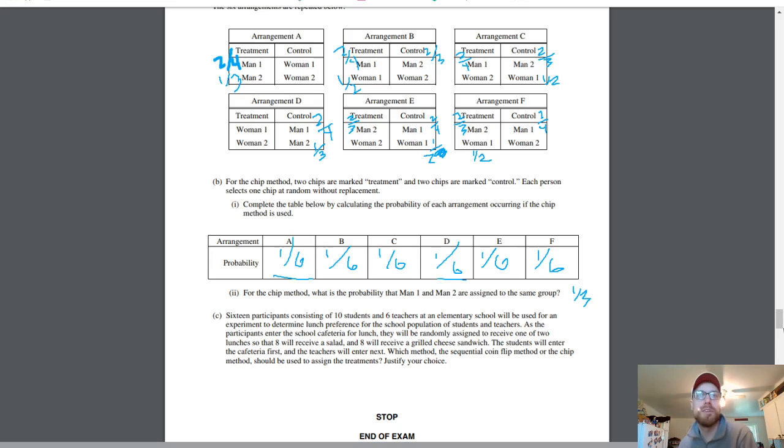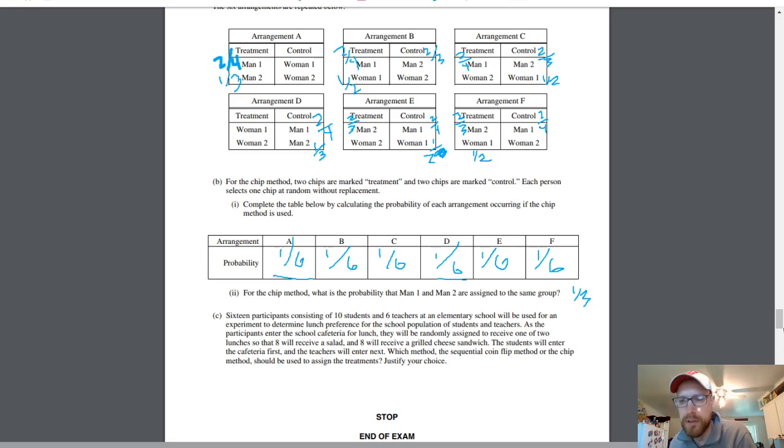All right, 16 participants consisting of 10 students and 6 teachers at an elementary school will be used for an experiment to determine lunch preference for the school population of students and teachers. As the participants enter the school cafeteria for lunch, they will be randomly assigned to receive one of 2 lunches, so that 8 will receive a salad and 8 will receive a grilled cheese sandwich. The students will enter the cafeteria first, and the teachers will enter next. Which method, the sequential coin flip method or the chip method, should be used to assign the treatments? Justify your choice.